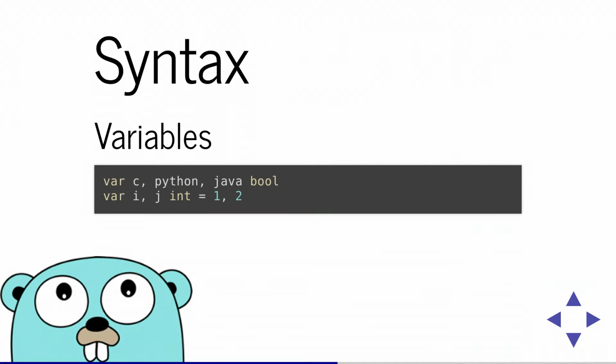Variables. Go is a statically typed language, but like that quote says, it's not really that frustrating once you're working with it. When you're declaring the variables, you can give them a default value, which is what that second line is. And it has all of the standard types you would expect. There are no surprises there.